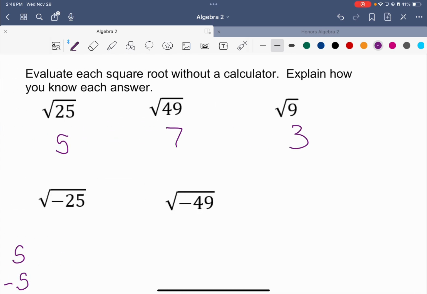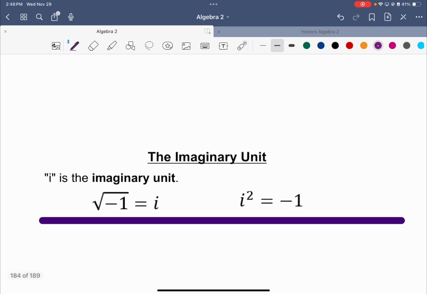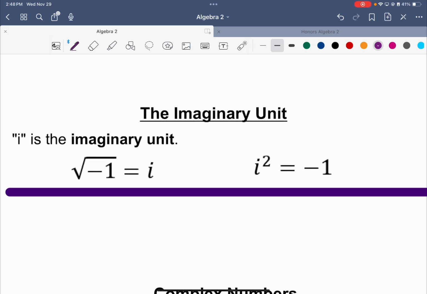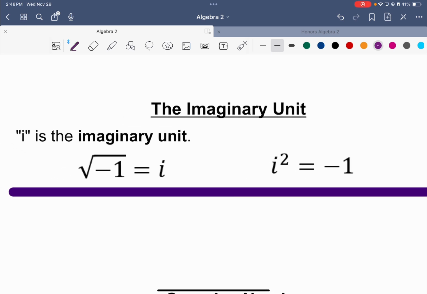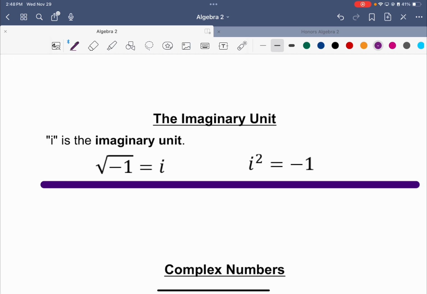However, we can introduce this new thing that's called an imaginary unit. And this is for your notes. The imaginary unit is i. There's nothing else that's the imaginary unit. It's just i.